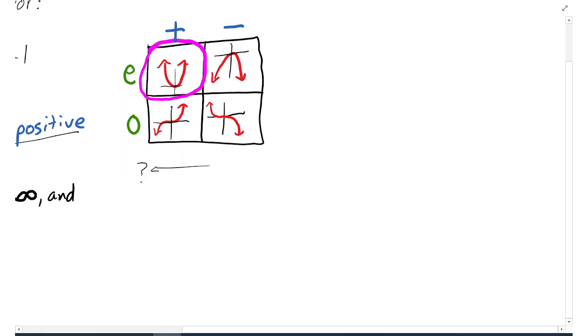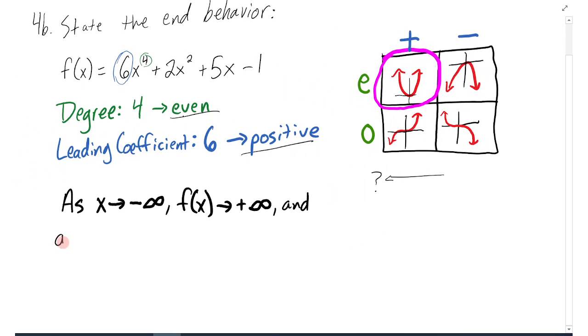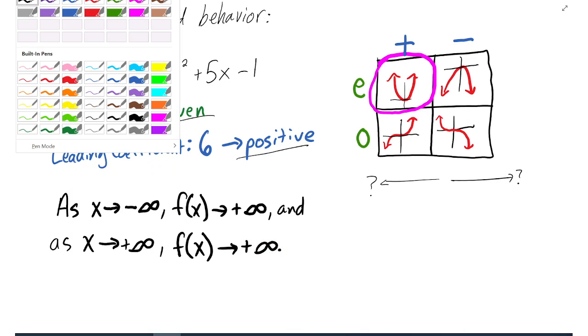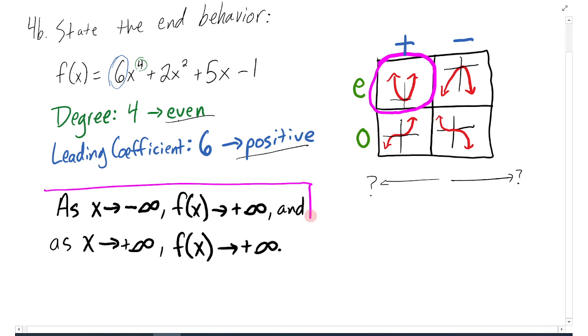We also need to state what's happening as x goes to positive infinity. So now we're looking at to the right. What is our function doing? And we see back up here, as we're going to the right, our function is still going up, right? It's like a parabola, kind of. And so f of x is still going to positive infinity. And that's the entire description of the end behavior.